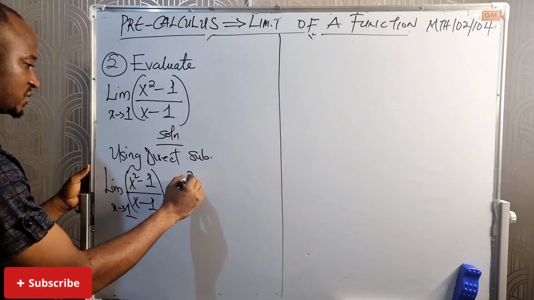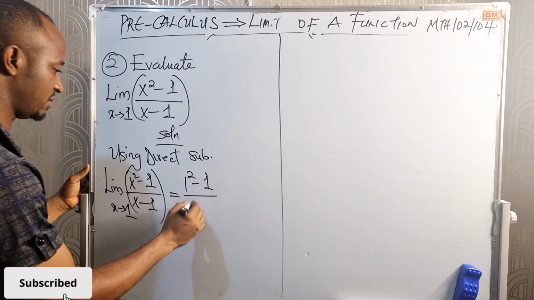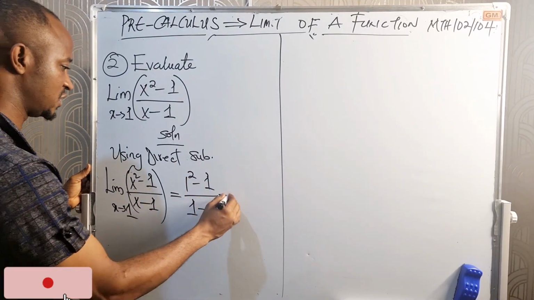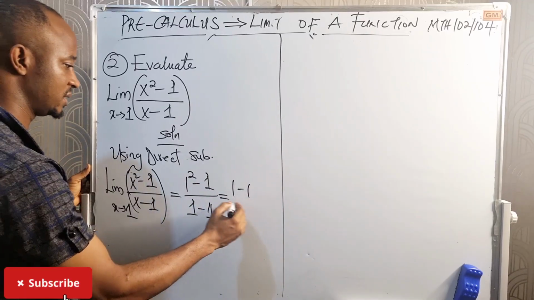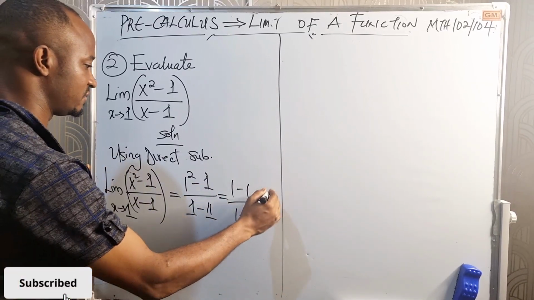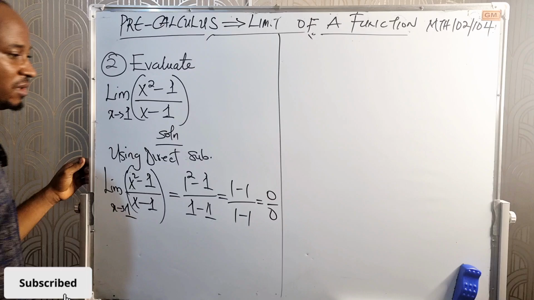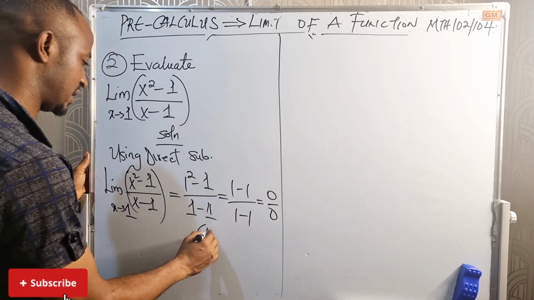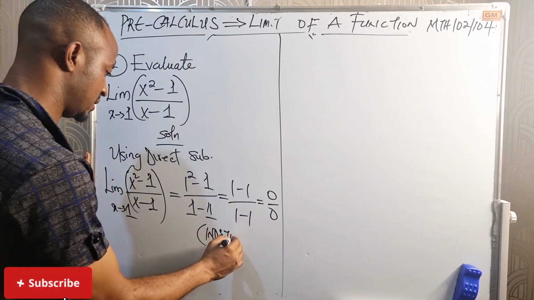Here we have 1 squared minus 1 divided by 1 minus 1. This 1 squared is 1, minus 1, over 1 minus 1. Here we're going to have 0 over 0. So this form gives us what? An indeterminate form, right?